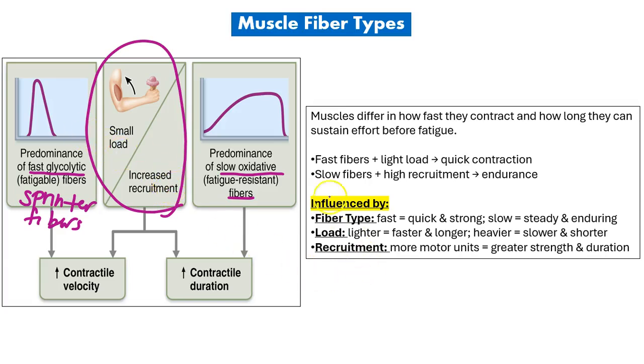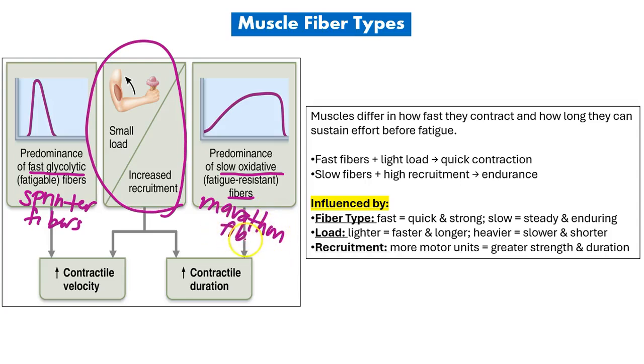Now let's go through this here. So again, our muscles are going to differ in how fast they contract and how long they can sustain that effort before they fatigue. We have 2 different fiber types we're bringing up here. We'll talk about a third one next, okay? And this is going to be influenced by the type of fiber you use. Is it going to be like our sprinter fibers like we see here? Or is it going to be like our marathon fibers?